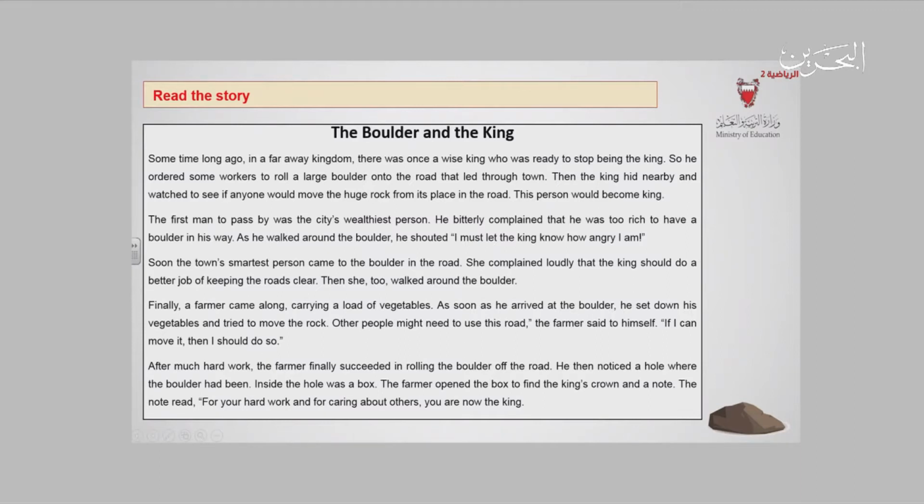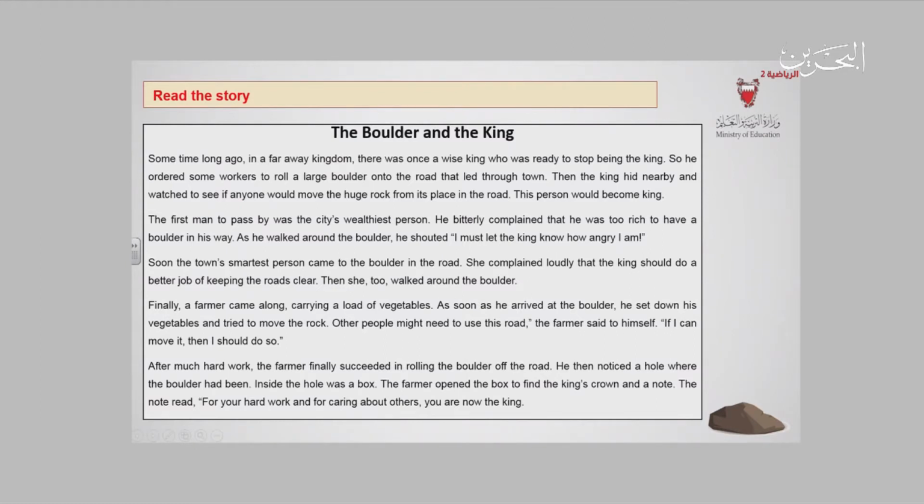The first man to pass by was the city's wealthiest person. He bitterly complained that he was too rich to have a blunder in his way. He walked around the blunder. He shouted, "I must let the king know how angry I am." Soon, the town's smartest person came to the blunder in the road. She complained loudly that the king should do a better job of keeping the roads clear. Then she too walked around the blunder.